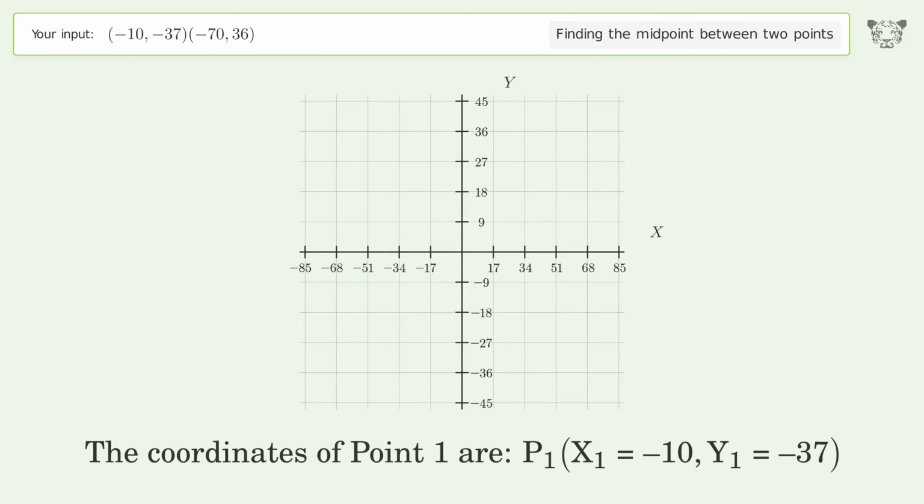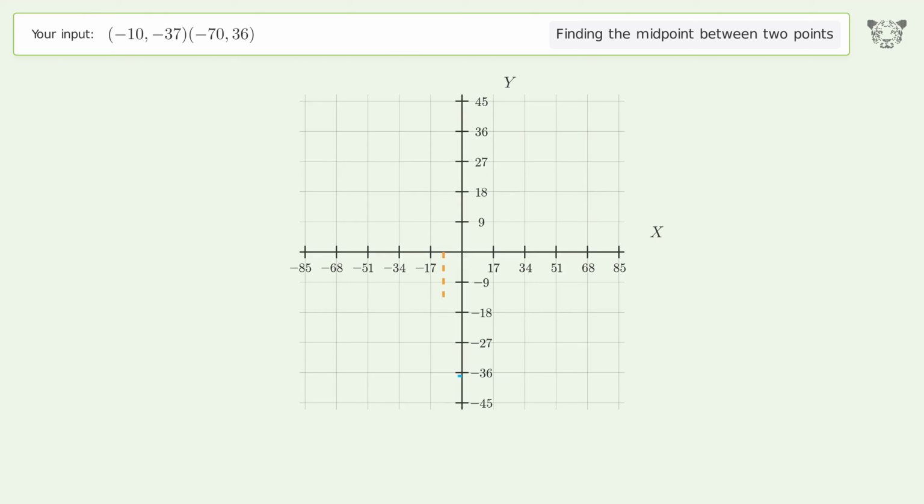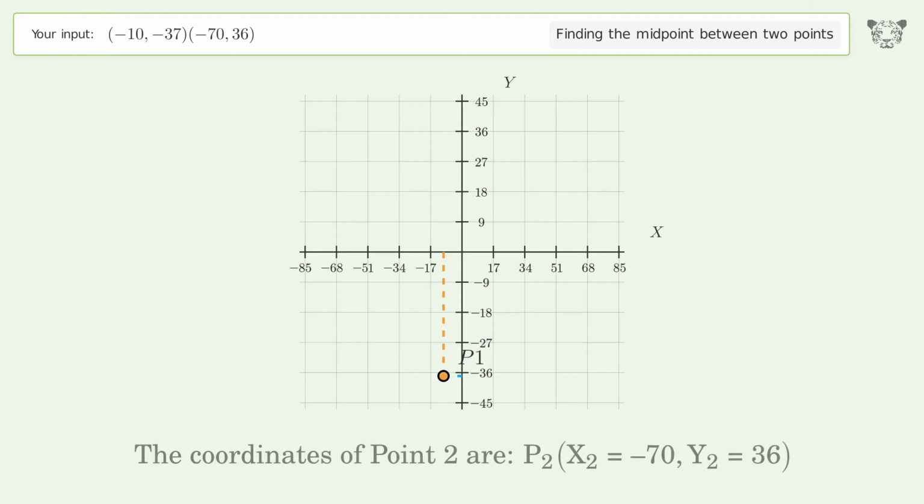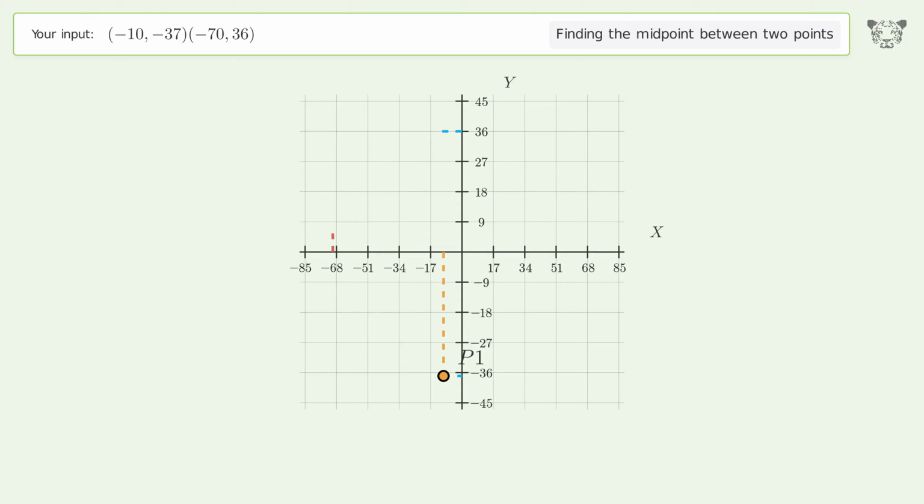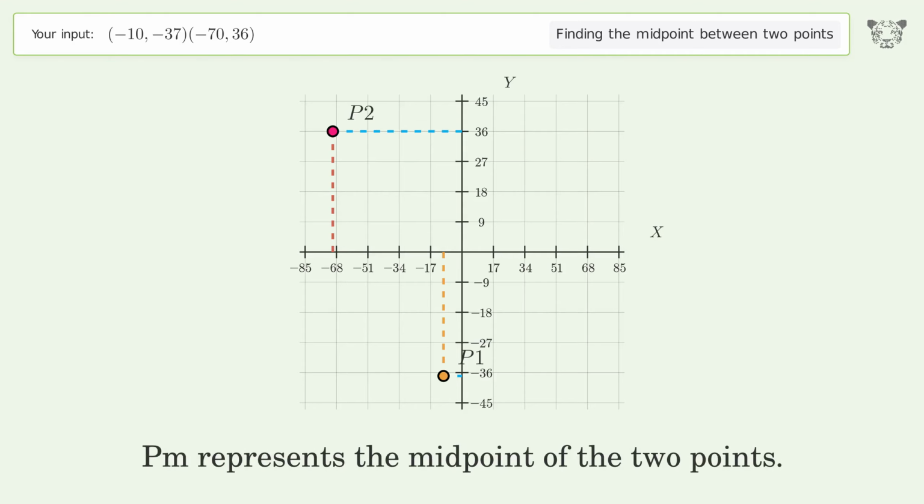The coordinates of point 1 are, x1 equals -10, y1 equals -37. The coordinates of point 2 are, x2 equals -70, y2 equals 36. PM represents the midpoint of the 2 points.